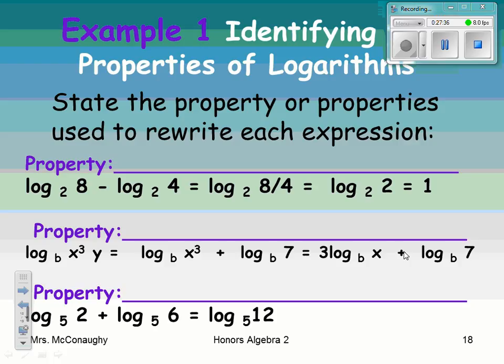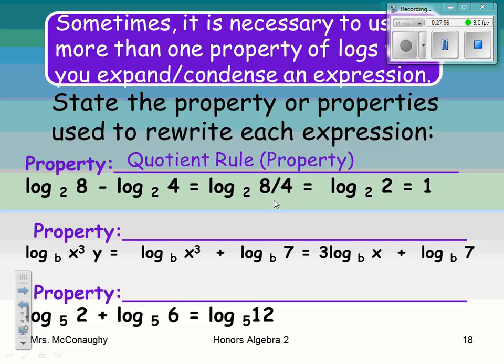Okay, now identifying the properties of logarithms. State the property or properties used to rewrite each expression. Okay, the first one, I'm going from log base 2 of 8 minus log base 2 of 4 into a division. So what's another word for division? What do we get when we divide? We get the quotient.